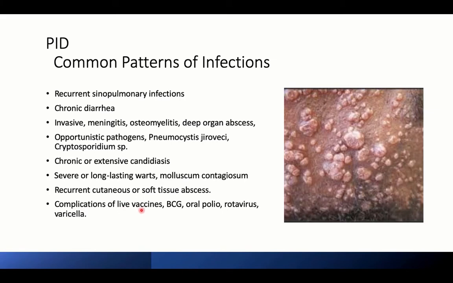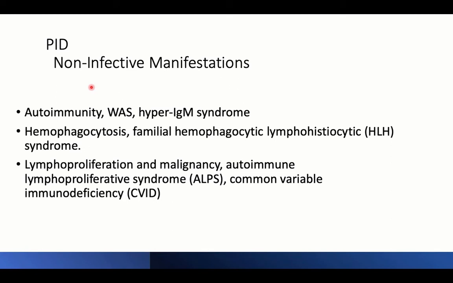Complications of live vaccines. When we have disseminated tuberculosis after BCG vaccine, when we have polio disease after oral polio vaccine, rotavirus presenting with severe diarrhea, and varicella presenting with severe varicella. So complication of live vaccine should raise suspicion of PID.